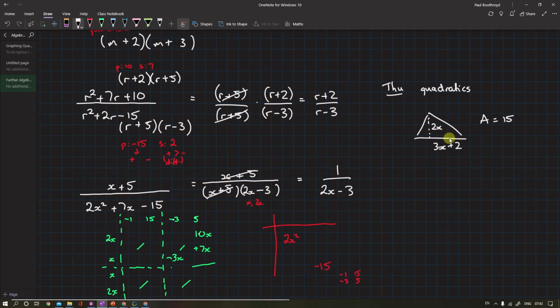So you can remember the area of the triangle. That's going to be 1/2 times 2x times 3x plus 2, and that must equal 15. And we now have an equation that we can solve. So that sort of question might be in there as well. I'll find some examples for tomorrow for you to practice with those sort of shape questions.